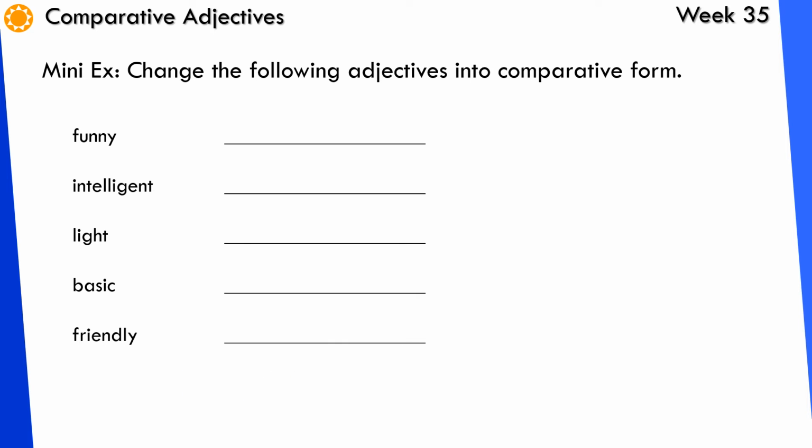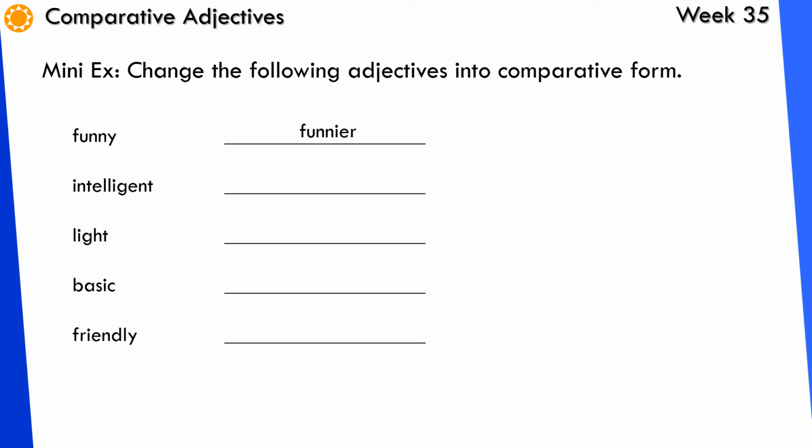Mini exercise. Change the following adjectives into comparative form. Funny. It has two syllables, but it ends with the letter Y. So we're going to use it as if it was a short adjective. We remove the letter Y and put the letter I, and then add ER, and we have funnier.